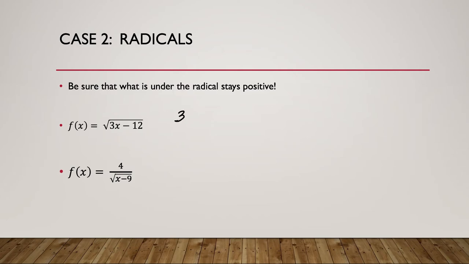Okay? So to determine my domain, I'm going to take what's underneath the radical. For the first example, 3x minus 12. I want to be sure that it stays positive, so I'm going to set it greater than 0 because we know that positive numbers are greater than 0. Now, it is possible to have a 0 underneath a radical. You can take the square root of 0. So we can take the square root of positive numbers, we can take the square root of 0, but we cannot take the square root of negative numbers.